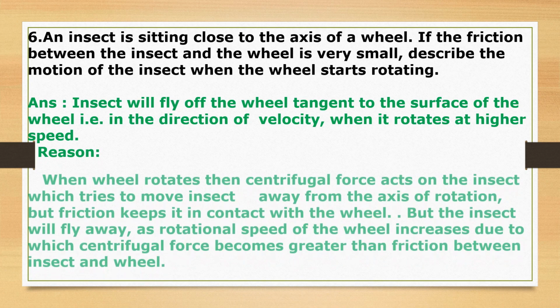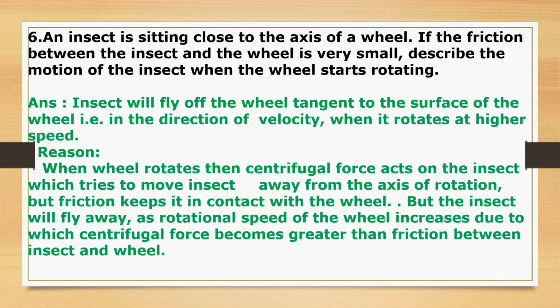Reason: when the wheel rotates, then centrifugal force acts on the insect which tries to move the insect away from the axis of rotation, but friction keeps it in contact with the wheel. But the insect will fly away as the rotational speed of the wheel increases, due to which centrifugal force becomes greater than the friction between the insect and the wheel.